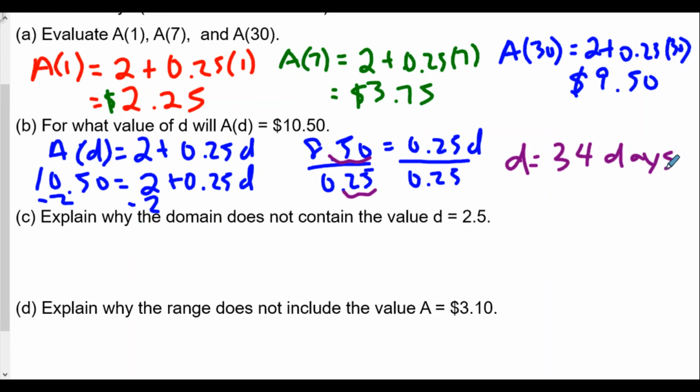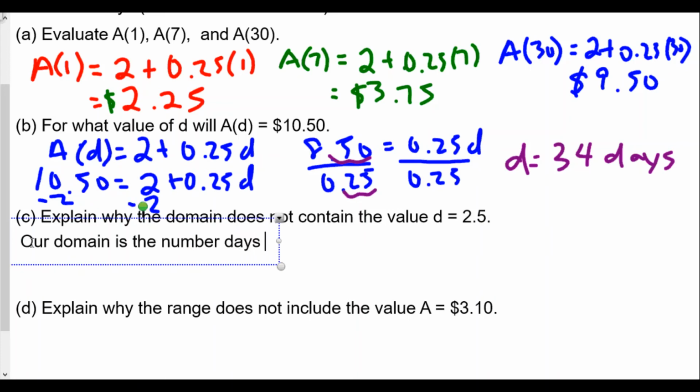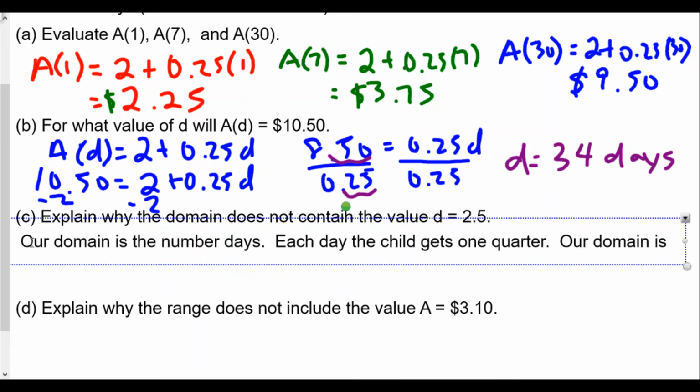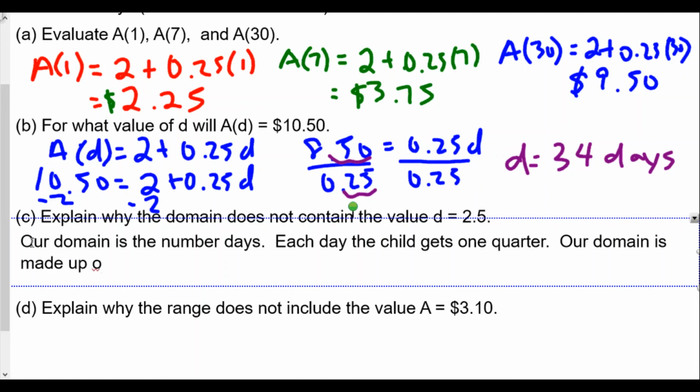Now, explain why the domain does not include the value D equals 2.5. So now, why can't D equal 2.5? Well, here's the thing, okay? Our domain is the number of days. Each day, the child gets one quarter. Our domain is made up of whole numbers.